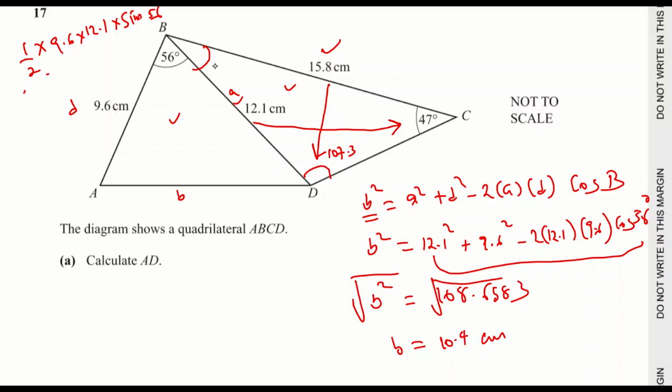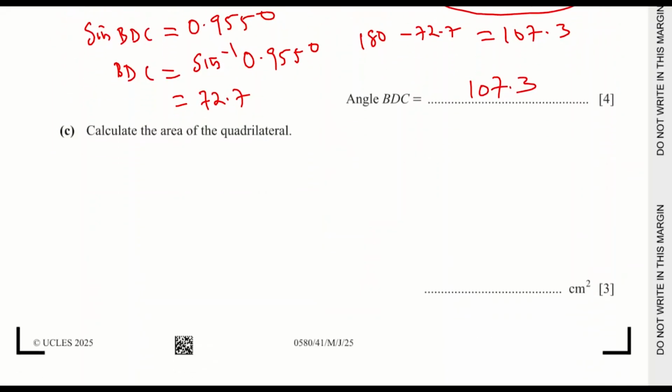So that will leave us with 25.7. Okay, so this is the sine of angle we're going to use. So we're going to do 12.1 times 15.8 times sine 25.7 divided by 2. So that will give us the area of triangle BCD. Okay, so let's go down. This is what we're going to do. So let's go down and implement that.